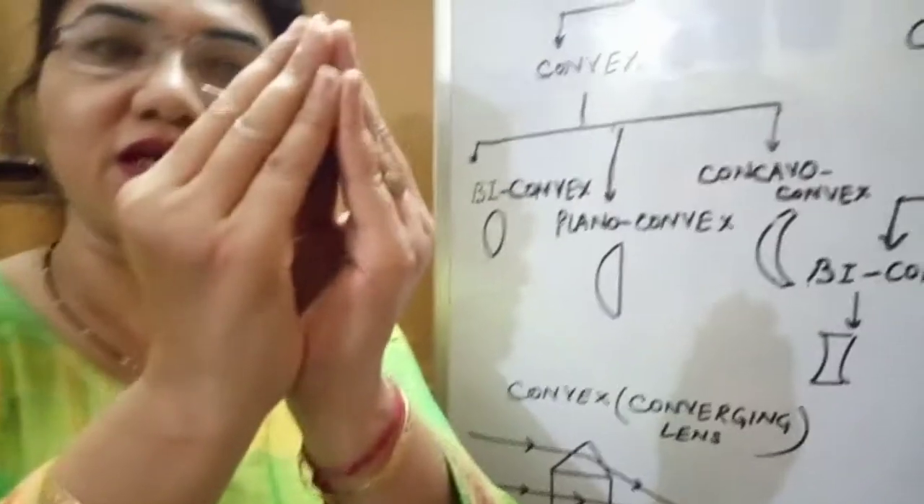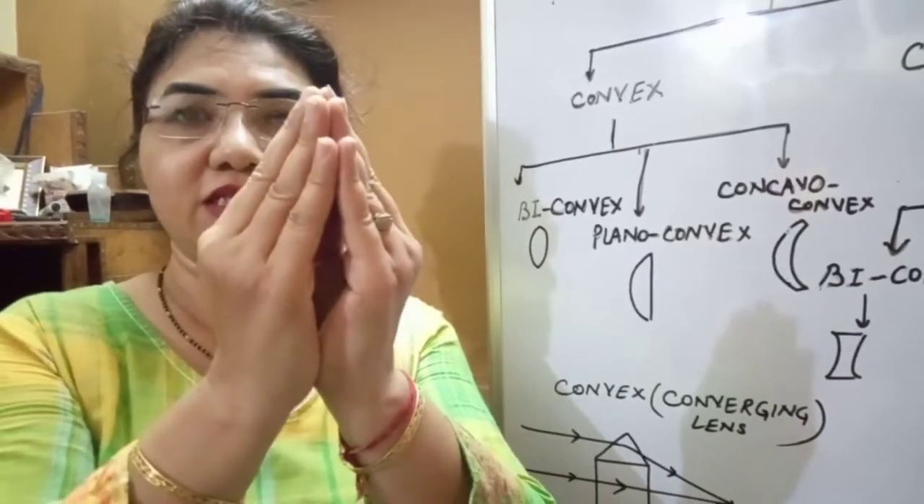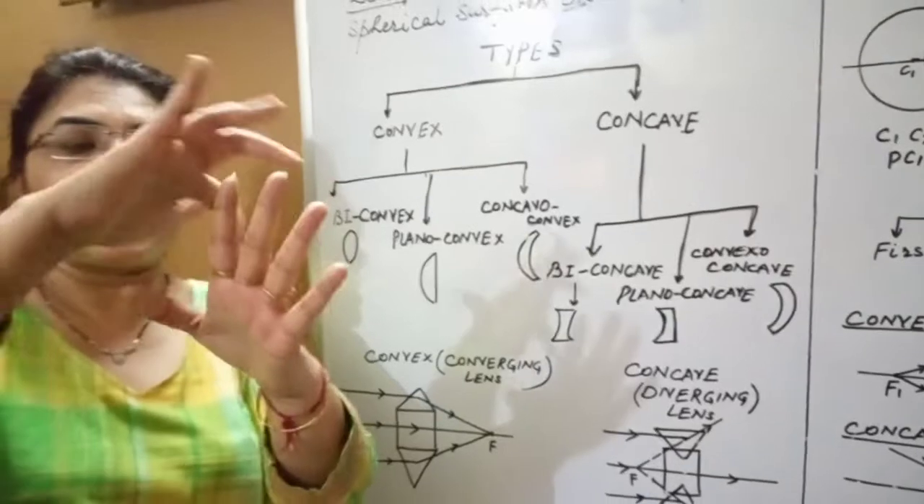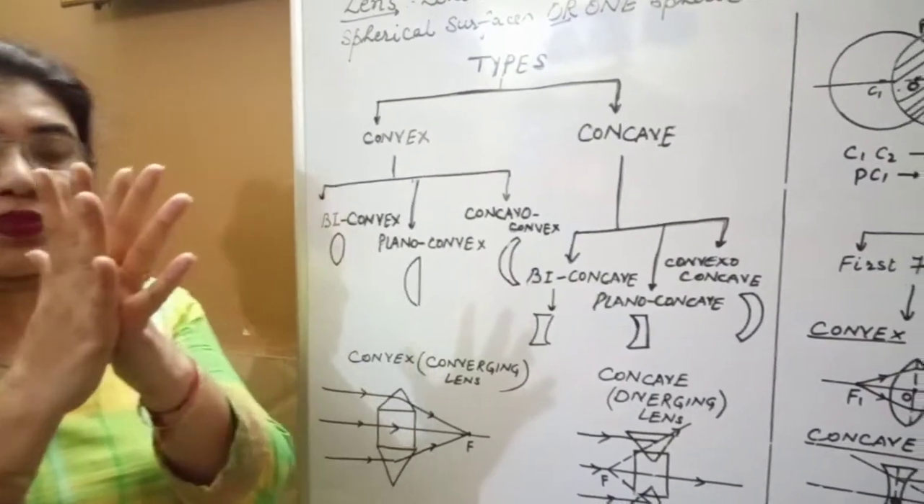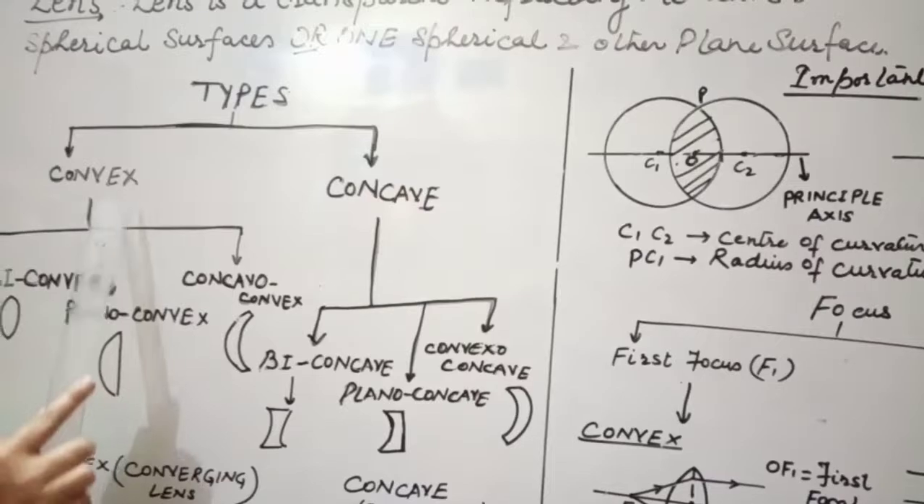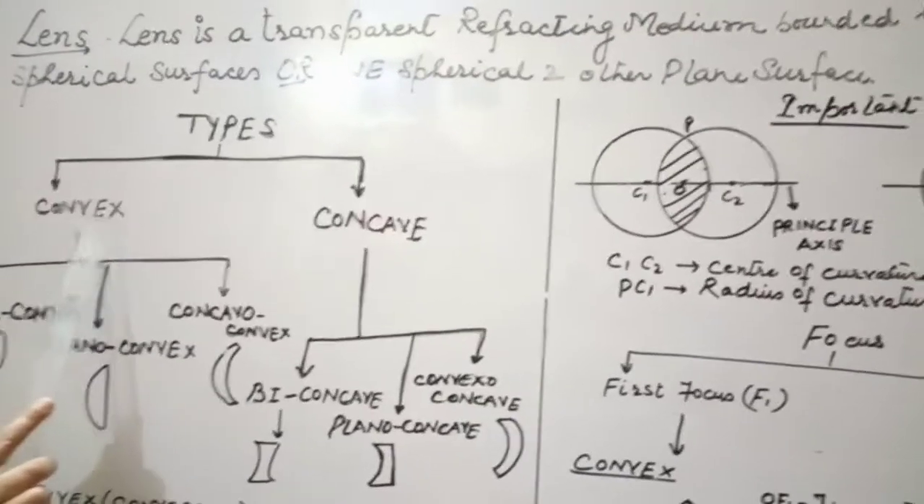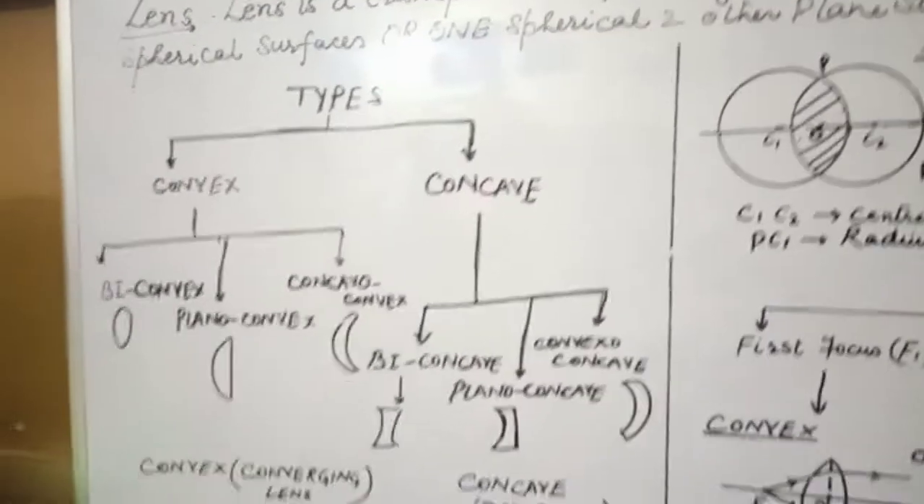There are two refracting surfaces: light enters from this side, goes inside and comes out from the other side. In the same way for concave, light enters from this side, goes inside the glass and then goes away from the other side. So on the basis of this I will explain convex and concave. Convex is thicker in the center and thinner at the edges. Concave is thinner in the center and thicker at the edges.